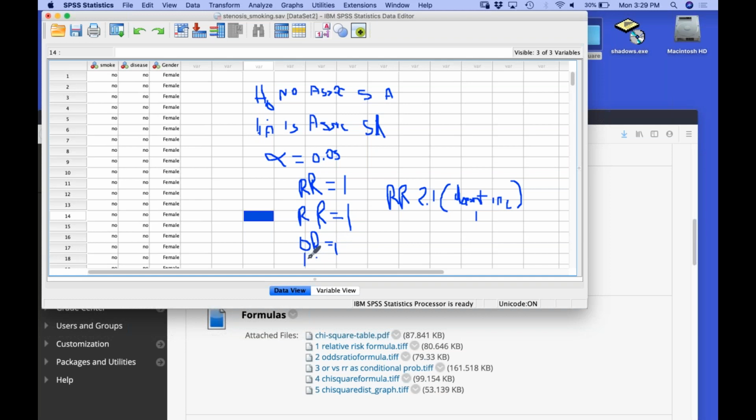Similarly, for the odds ratio, my null hypothesis is that the odds ratio is equal to 1, and my alternative hypothesis is that the odds ratio is not equal to 1. And again, in order to reject the null hypothesis, my confidence interval for my odds ratio should not include the value 1. Okay, so let's go ahead and actually calculate it now.